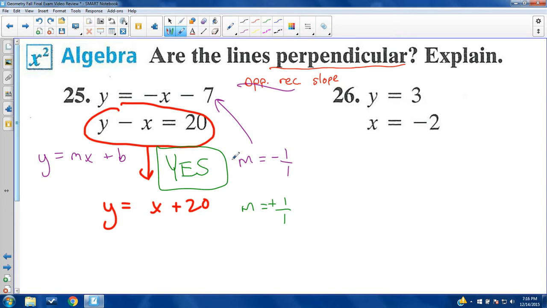Okay? Okay, number 26, here's what I was talking about in the book, and I think it's important to know anyway. Vertical and horizontal lines are always perpendicular to each other. Now, why do they not refer to opposite reciprocals or multiplying and getting -1? Well, for y equals 3, the slope is 0. For x equals -2, the slope is actually undefined.